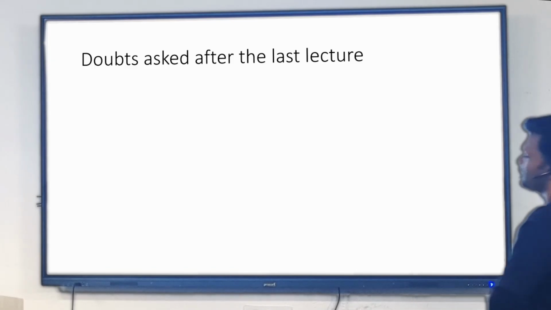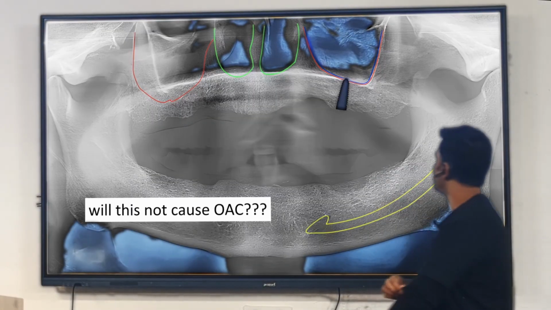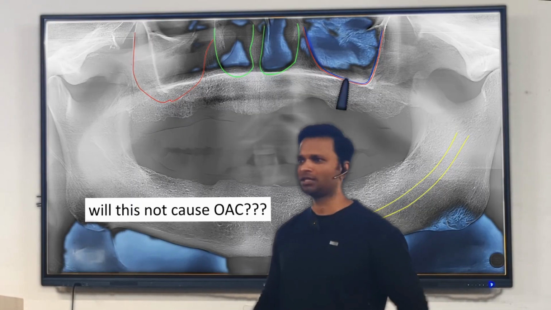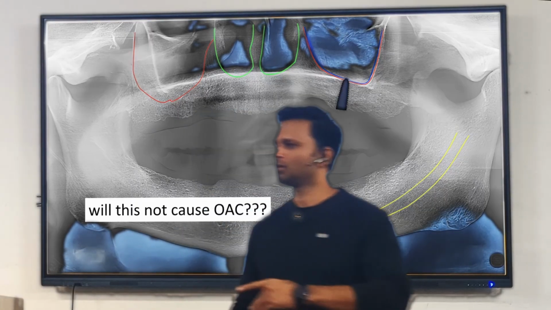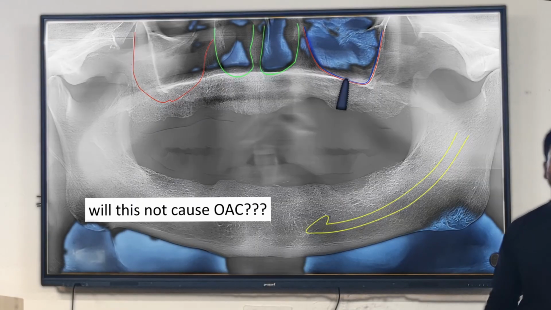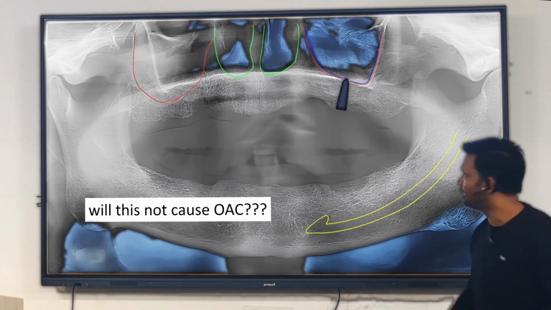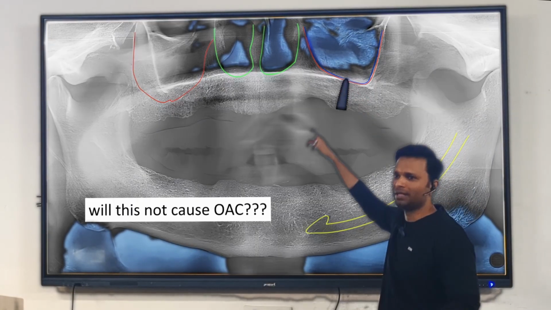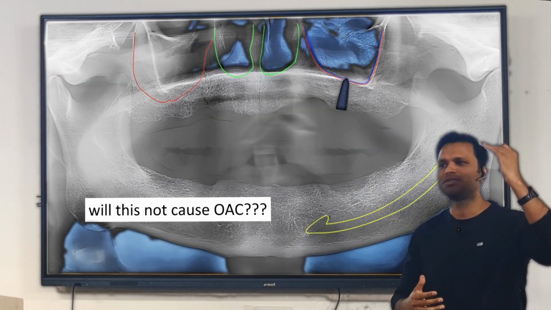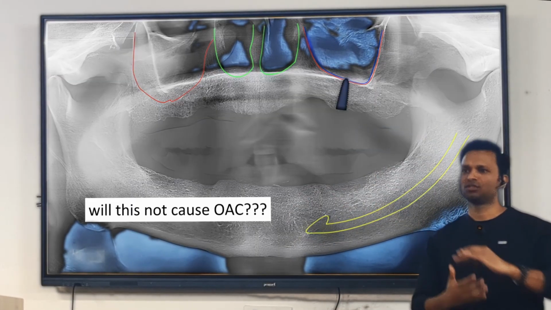In the last lecture, someone asked me that if we engage the palatal or the sinus floor, would it not lead to orodental communication? Who asked? Good question. But you have to remember one thing. It is a communication only if we breach the sinus membrane. If the sinus membrane is intact and there is no exchange of fluid and gases between the sinus and the oral cavity, it is not a communication.